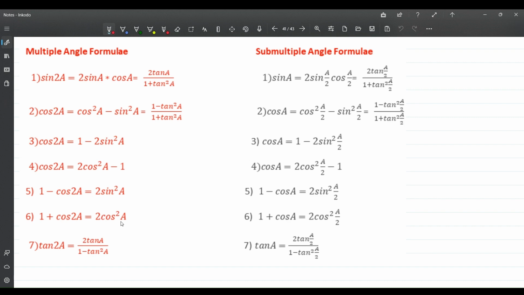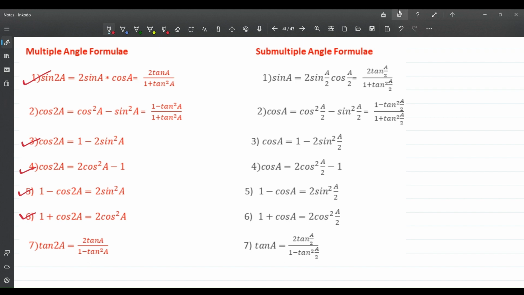In this topic, you have to know this first one. Okay. Then this one, and this one. These are very important formulas for the trigonometric transformation.